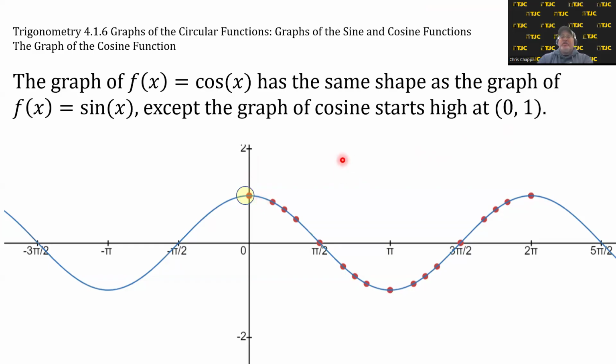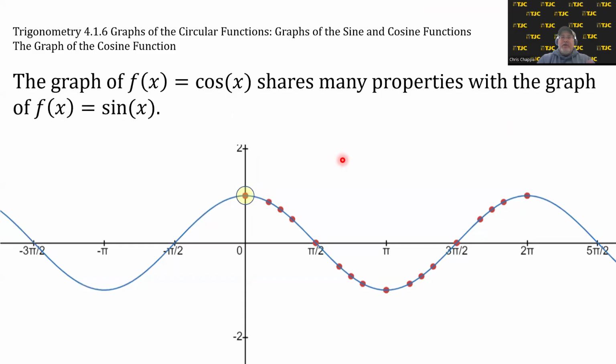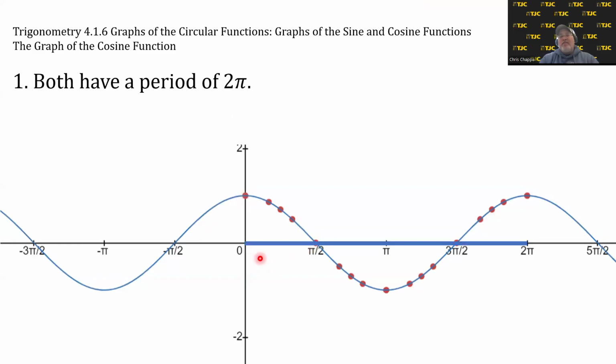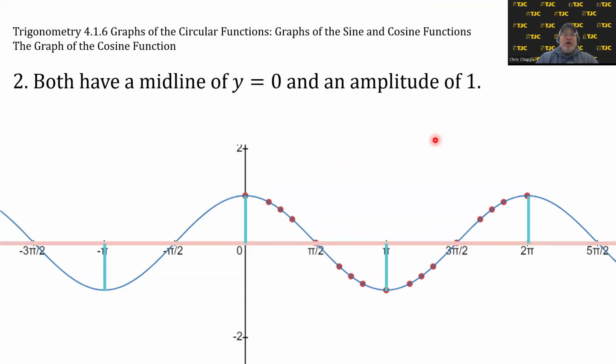So here are the features of the graph of cosine. It shares many properties with the graph of sine, by the way. Number one, both have a period of 2 pi still, but we already knew that. Number two, both have a midline of 0, y equals 0, and an amplitude of 1. Remember, the graph just moved over, so none of those features changed.